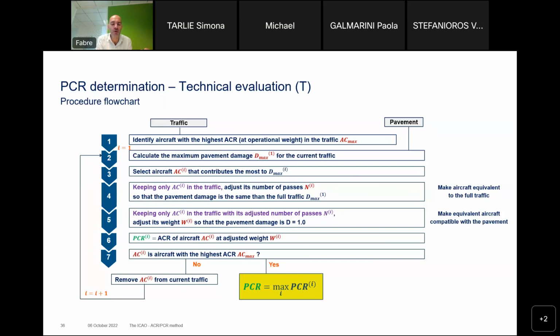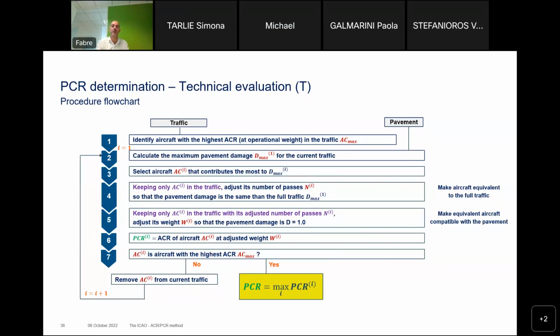Okay, so the purpose of this iteration until we meet the max ACR aircraft is to account for certain cases when we have a large number of annual departures of short and medium range aircraft, such as 737 and A320, for instance, and a relatively small number of departures of a long-range aircraft. Without these steps, the smaller aircraft would generally be identified as critical, with the result that the PCR would require unreasonable operating weight restrictions on larger aircraft, unreasonable because the design traffic already included the larger aircraft. And we can note that if the initial critical aircraft is also the aircraft in the list with the maximum ACR at its operating weight, then the procedure is completed in one iteration with no subsequent reduction to the traffic list.